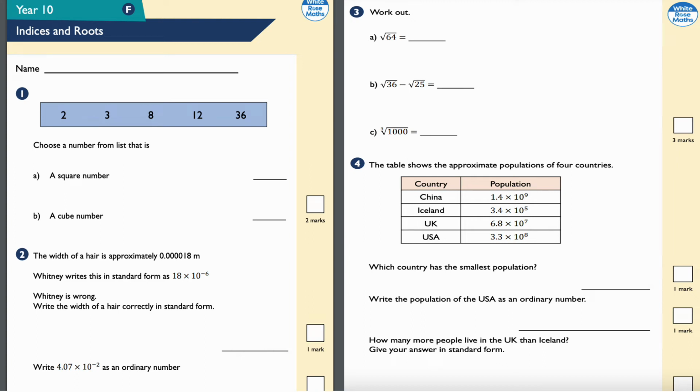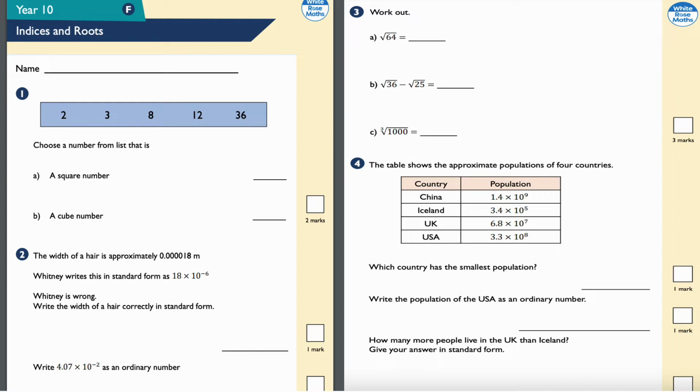Hi, in this video tutorial we'll be taking a look at indices and roots for year 10, and it's looking predominantly at the foundation tier. So it's looking at the foundation tier for year 10s and year 11s, but it also might be appropriate for key stage 3 students as well. We're going to start with question number 1.